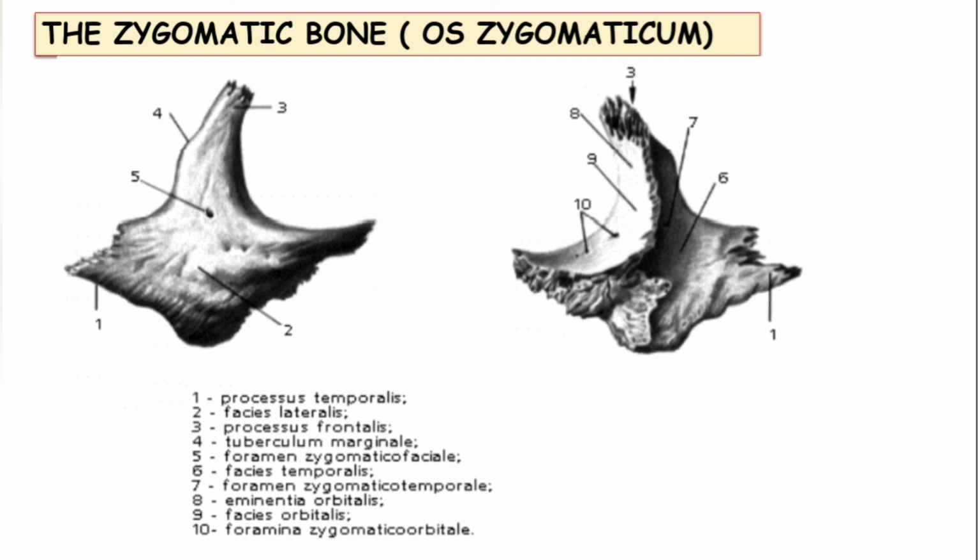In the next and final video, we will talk about the vomer, the mandible, and the hyoid bone.